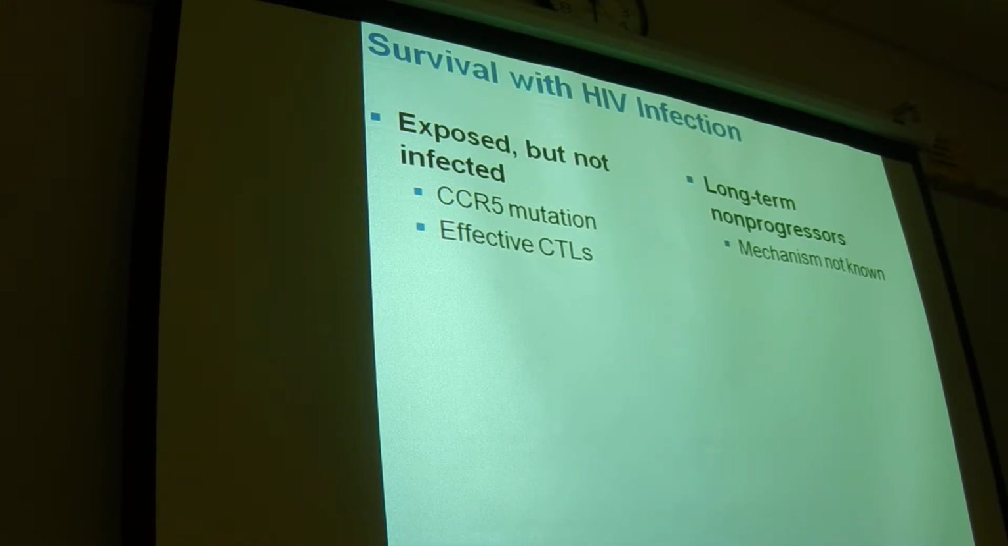There are people that just get a very strong initial immune response by their CD8 T cells that basically completely rids the system of the virus before it can become weak. Then there are people that are called long-term non-progressors that basically don't have CCR5 mutations, don't have a particularly strong immune response, but they never progress to full-blown AIDS.